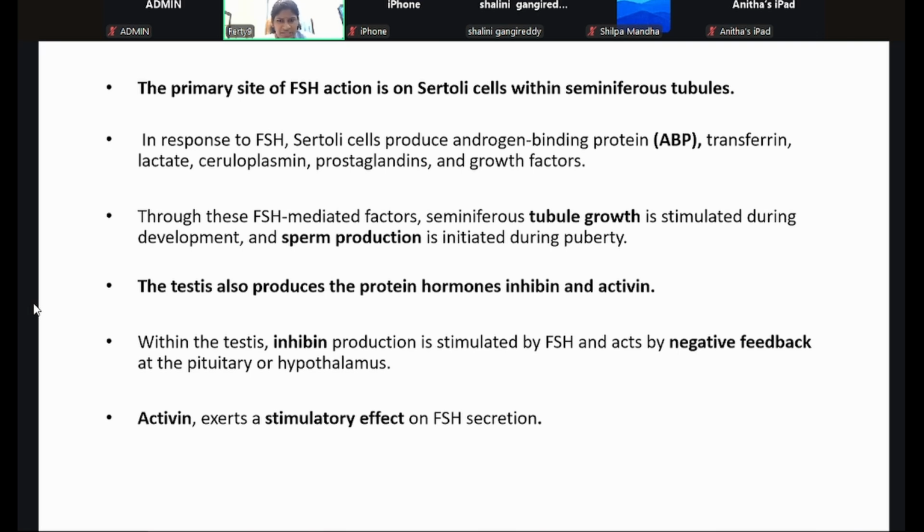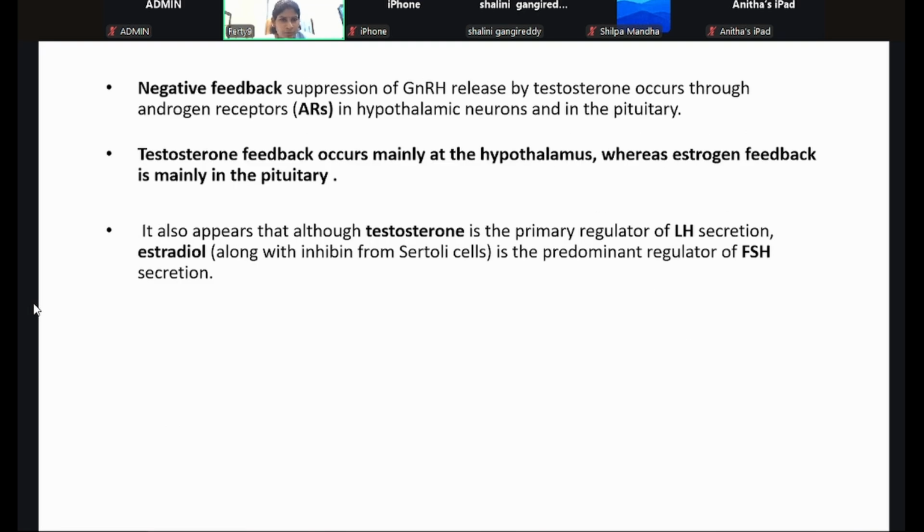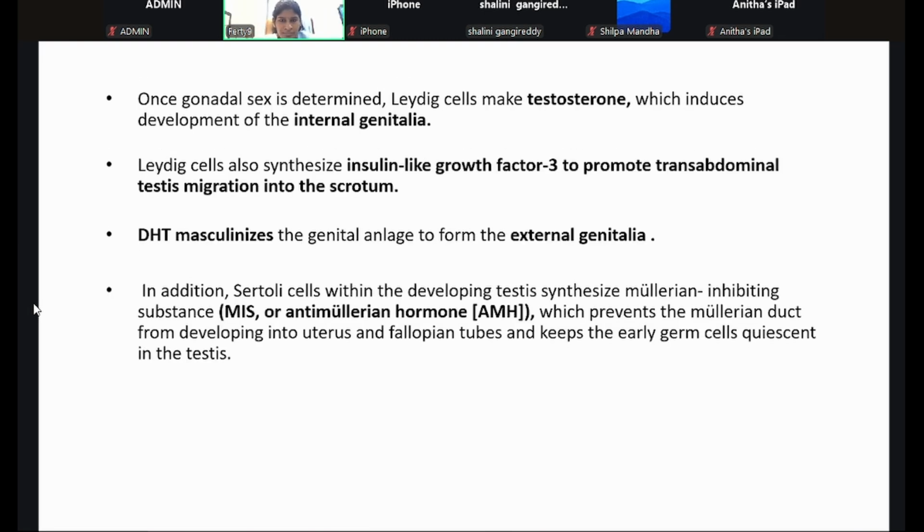I think I have told you all these things in that picture. I have told you about the negative feedback mechanism for LH and FSH also. If FSH is more, it will cause more inhibin release. That inhibin will have a negative effect on FSH, whereas excess testosterone will have a negative effect on LH. Testosterone is needed for internal genitalia formation, and dihydrotestosterone is important for external genital formation.